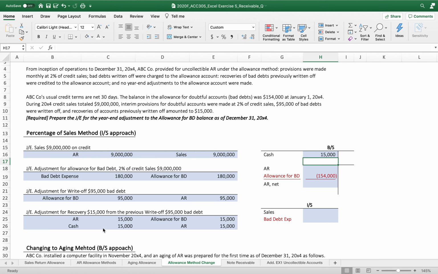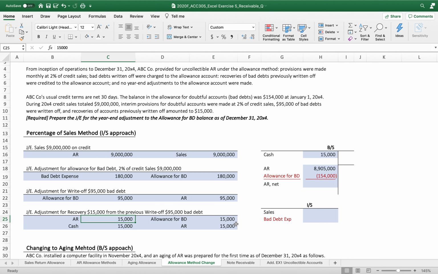Then let's put all this journal entry on posting the balance and income statement. We're starting from AR 9 million, but now we reduced AR by 95,000. Also we increased 15,000, minus AR like this. So we got the AR 8,905,000.